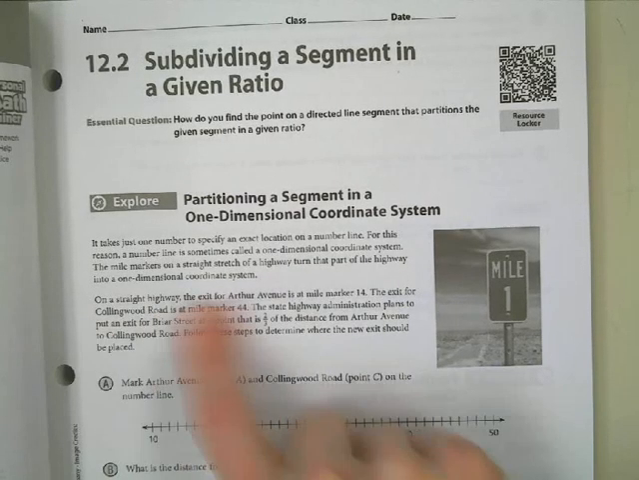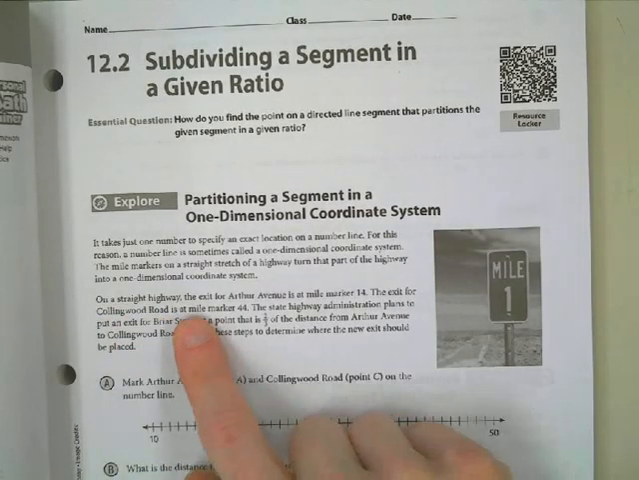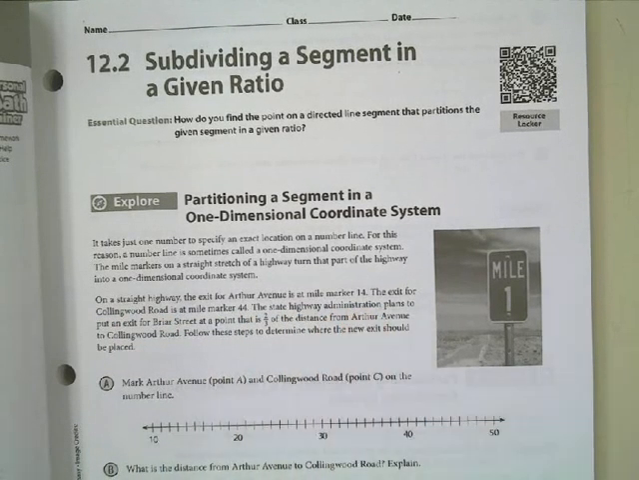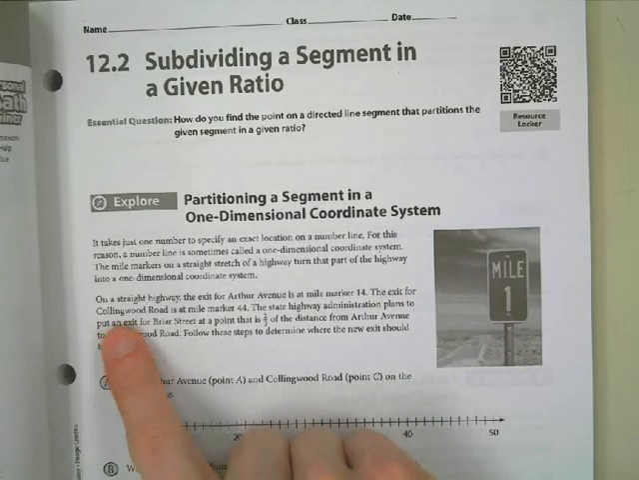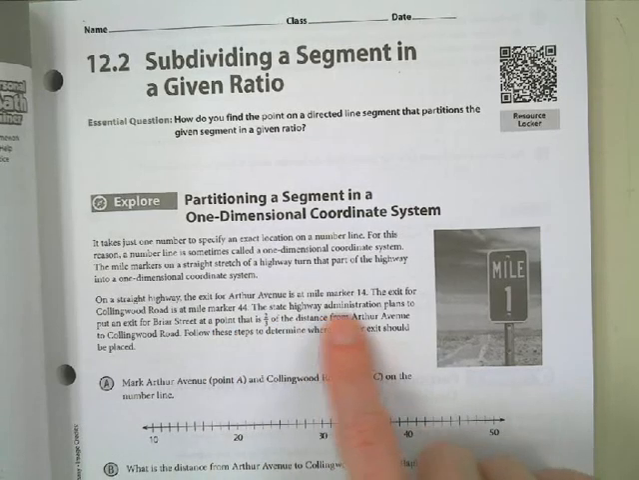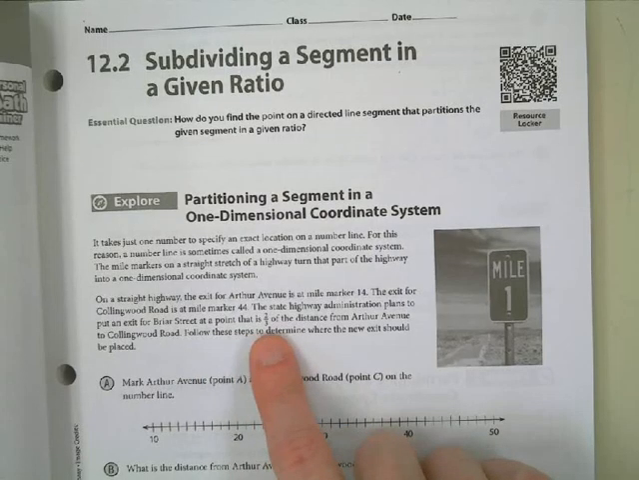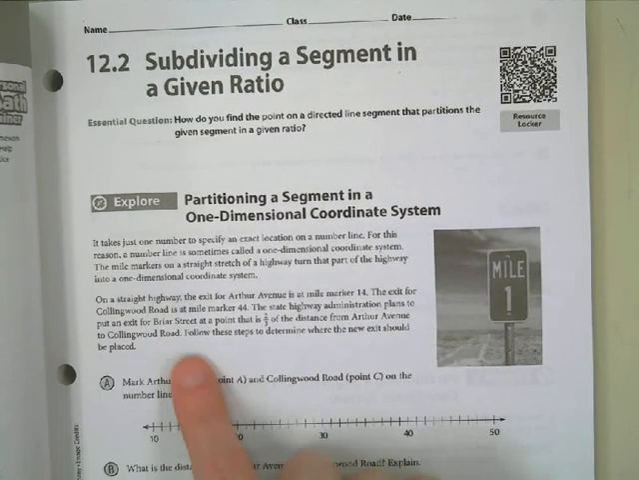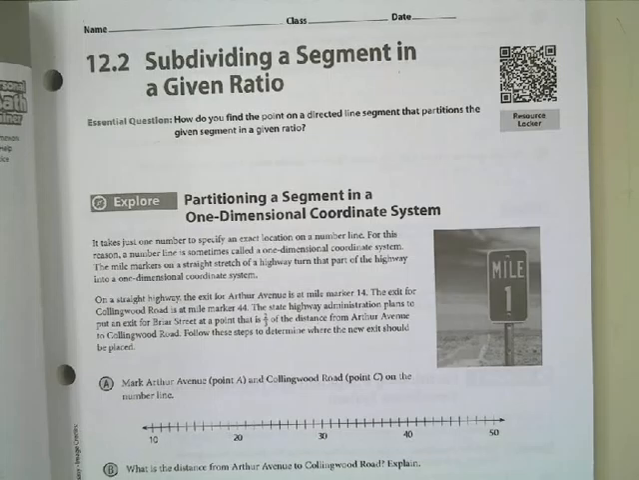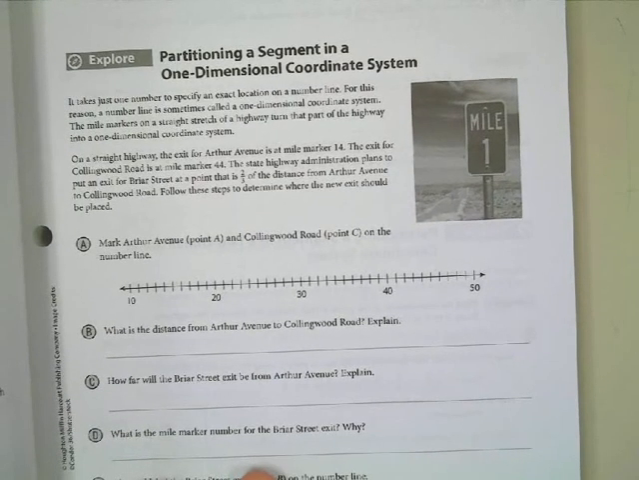So anyway, in this particular instance, imaginarily speaking, we're on a straight highway, and the exit for Arthur Avenue is at mile marker 14. Then the exit for Collingwood Road is a little further down the road at mile marker 44. The State Highway Administration plans to put an exit for another made-up street, Briar Street, at a point that is 2/3 of the distance from Arthur Avenue to Collingwood Road, and we're going to figure that out. We're going to follow the steps. Part A, we're going to mark Arthur Avenue, point A, and Collingwood Road, point C, on the number line.